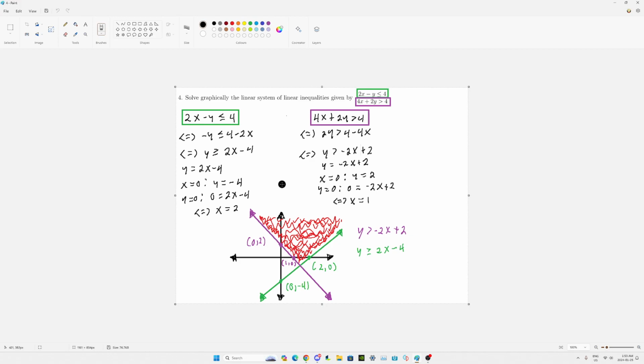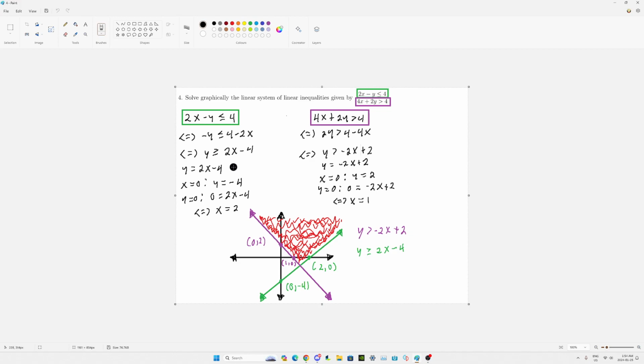So 4. Solve graphically the linear system of linear inequalities given by 2 different lines this time. So it's going to be very, very similar. The only thing we're going to do is consider their intersection points, or where it's satisfied by both. So as I said, it's very similar. So what you want to do is get y alone. For the green one, we get y is greater than or equal to 2x minus 4.